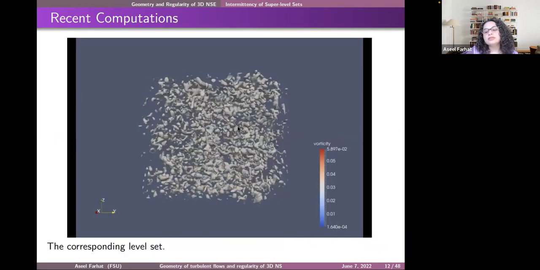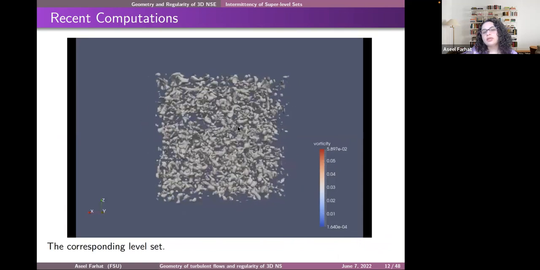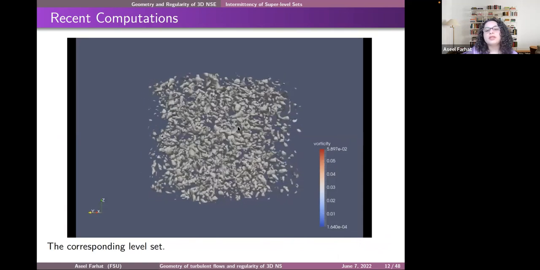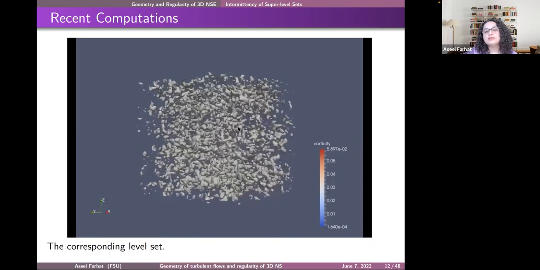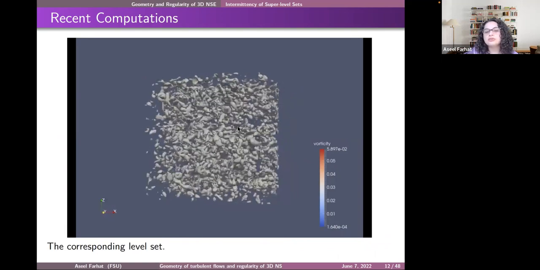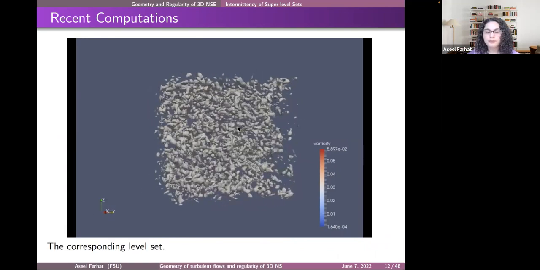And these are the level sets. So not only the super level sets, you take the level sets, and this is basically the structures that you will see in the fluid.